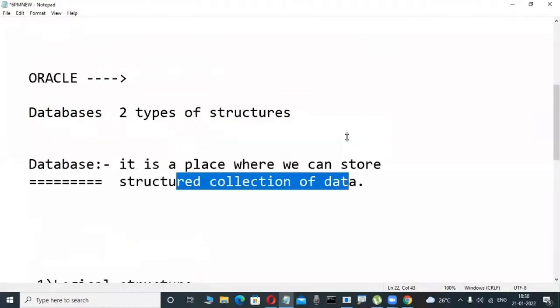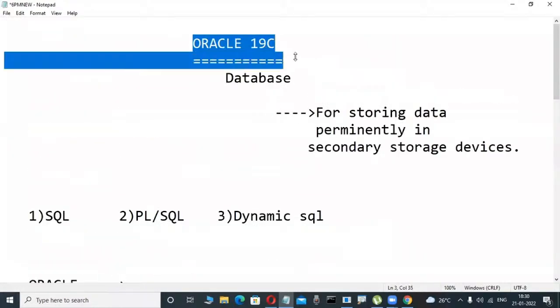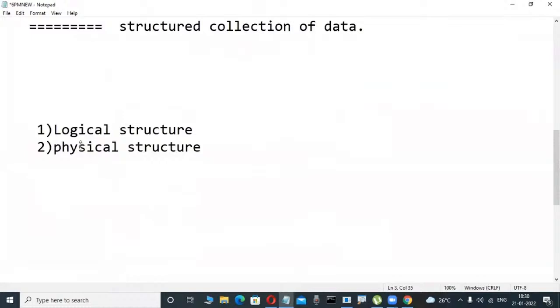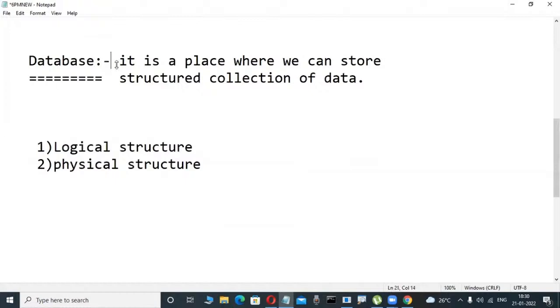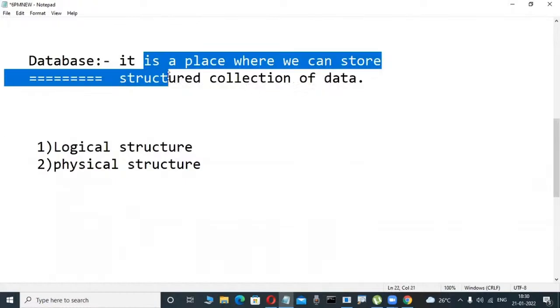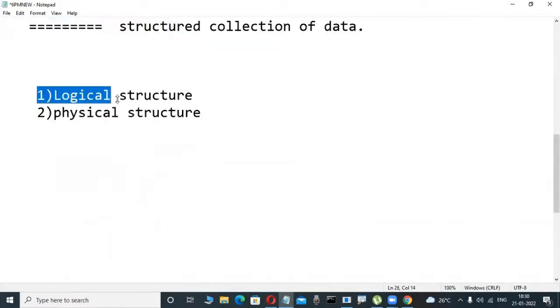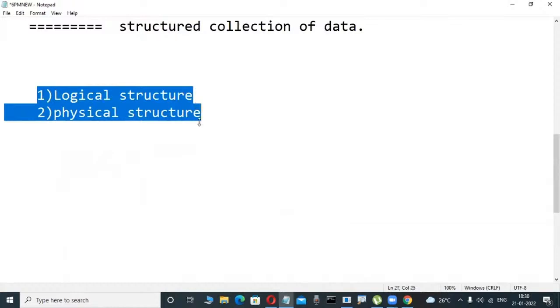Okay, fine. But whenever we are installing these types of software, two types of structures are there. One is the logical structure, another one is the physical structure. This definition I am not explaining today; you will understand it in one of these days. Now observe it. First, two types of structures are there: one is logical structure, another one is physical structure.